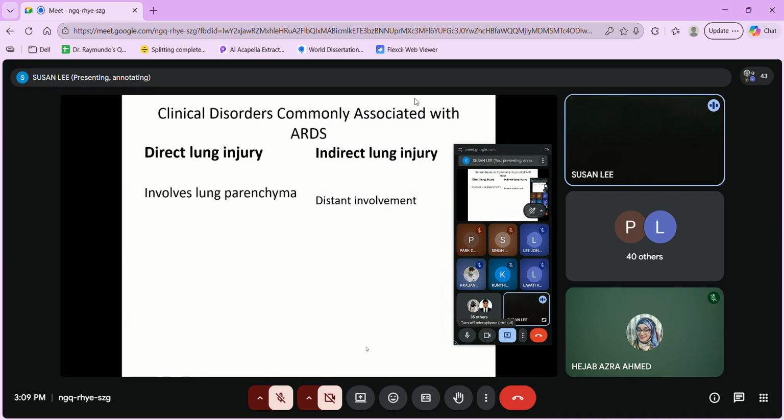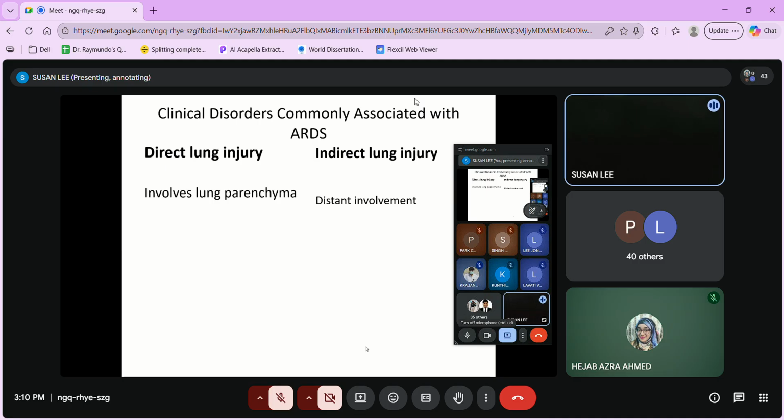So what are the different injuries commonly associated with the development of ARDS? For direct lung injury, as we have said, the most common would be pneumonia. Usually, ARDS secondary to direct lung injury has a poorer prognosis compared to secondary, indirect lung injury. So prognosis-wise, indirect lung injury will have a better prognosis.